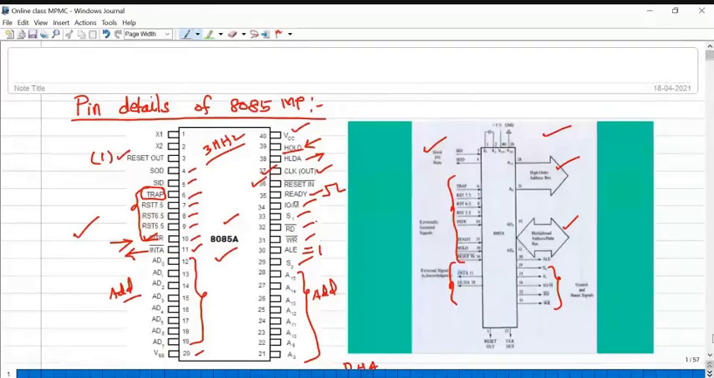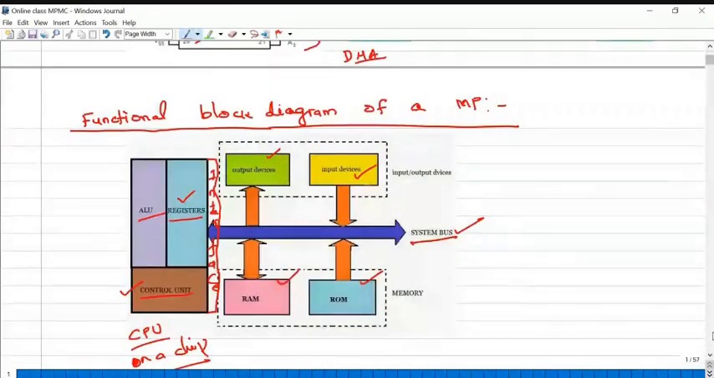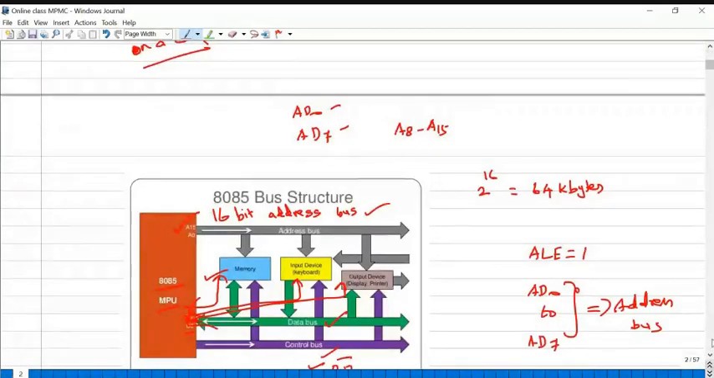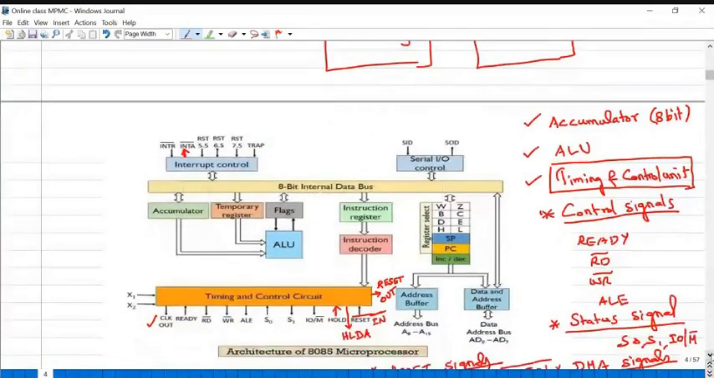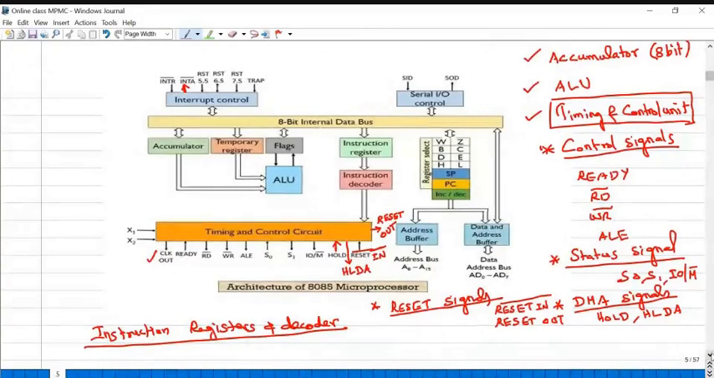So pin diagram, functional blocks, bus structure, architecture. It's very important. Once you complete the pin diagram, that is the functions of each and every pin, then the architecture part is very simple.